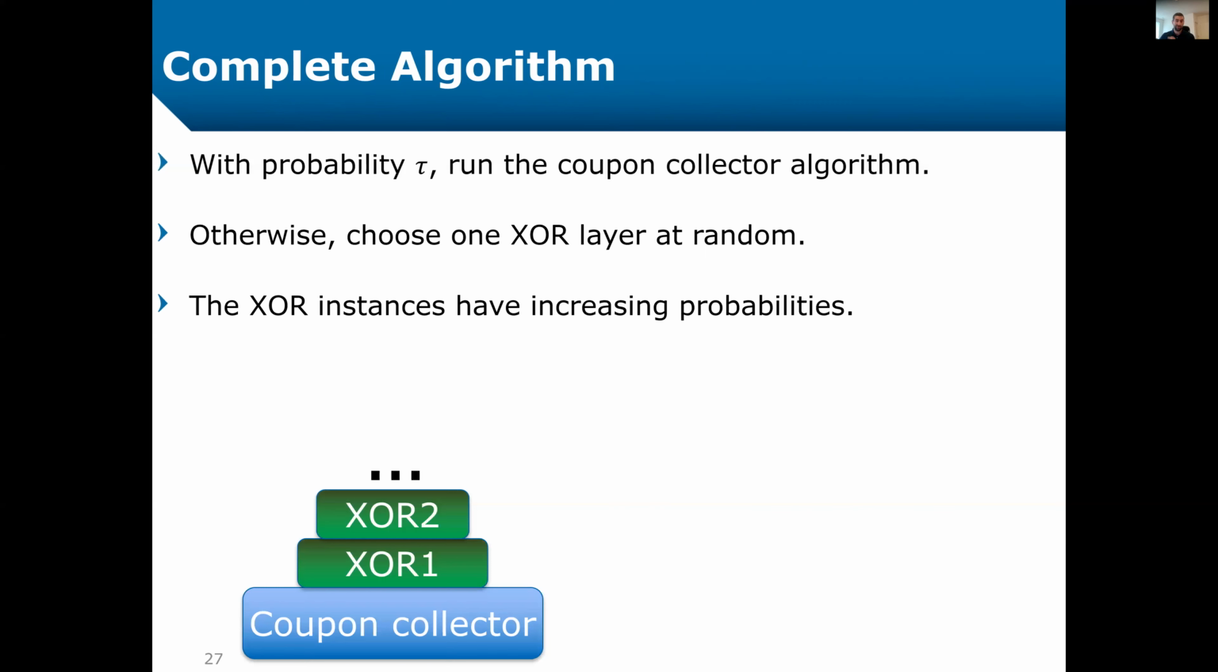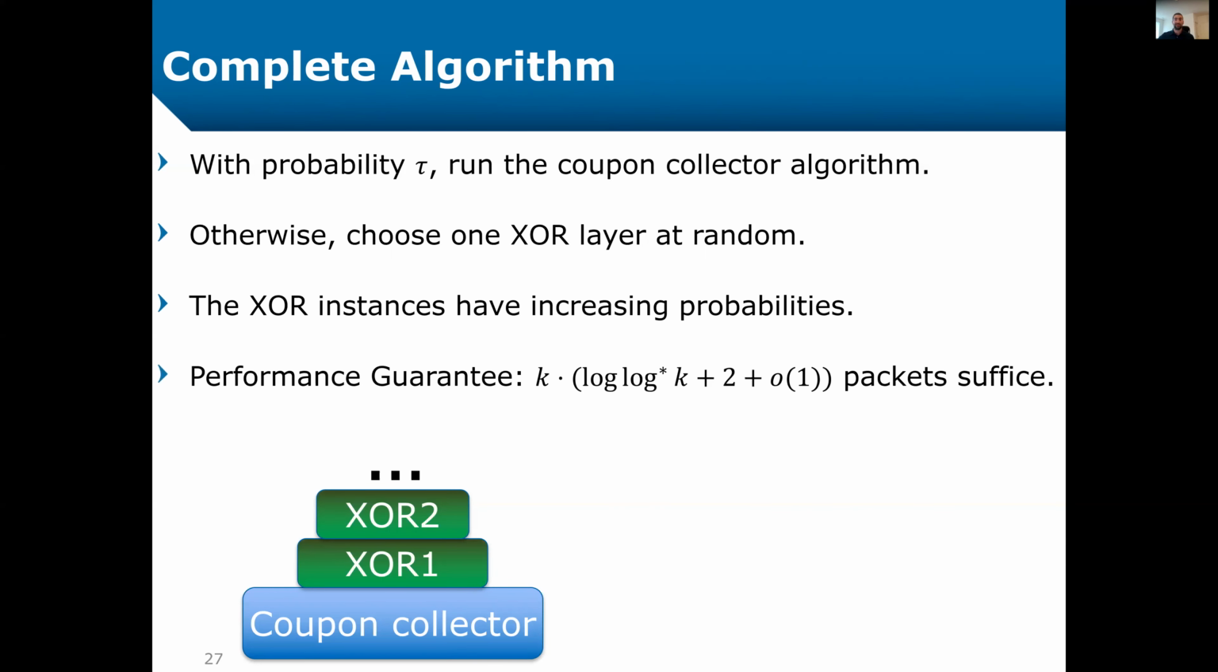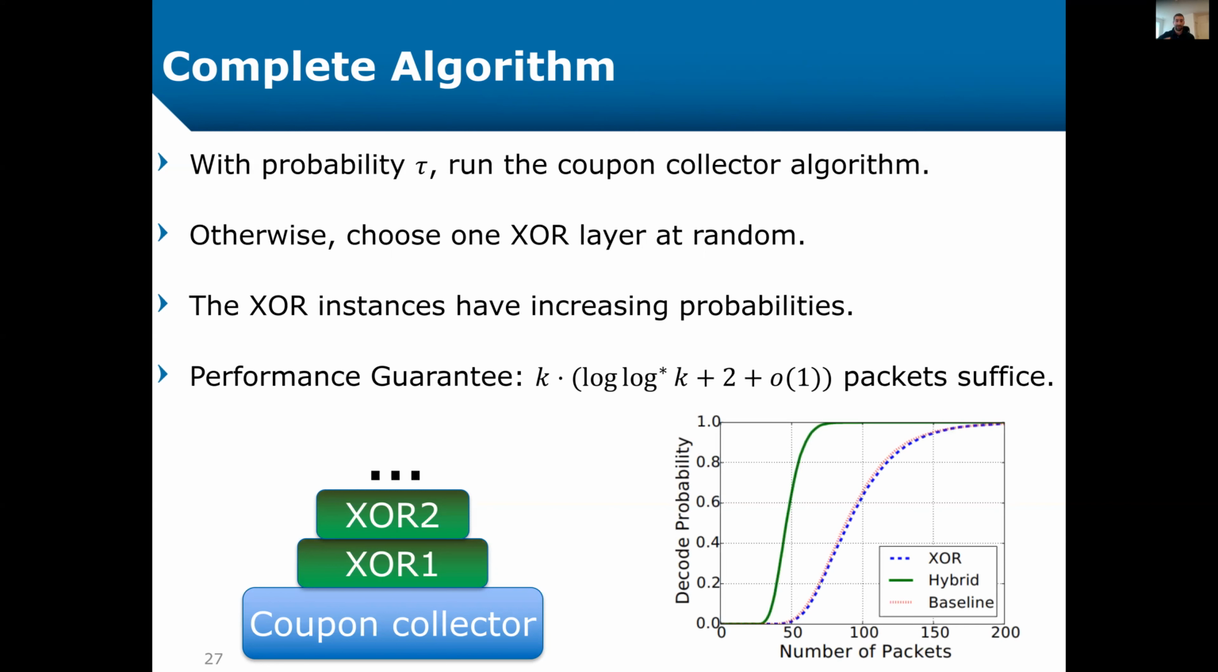And it turns out that if you optimize these parameters, we can actually bring the number of packets we need down from this scalar k to something that is almost linear in the path length. And this is what it looks like, right? So here, the x-axis is the number of packets, the y-axis is the probability of decoding. And you can see that the baseline and XOR have roughly the same performance, but our hybrid solution works much better. And this is especially evident in the tail, right? So if you want to decode, let's say 99% of the flows, you're far better off using our approach.